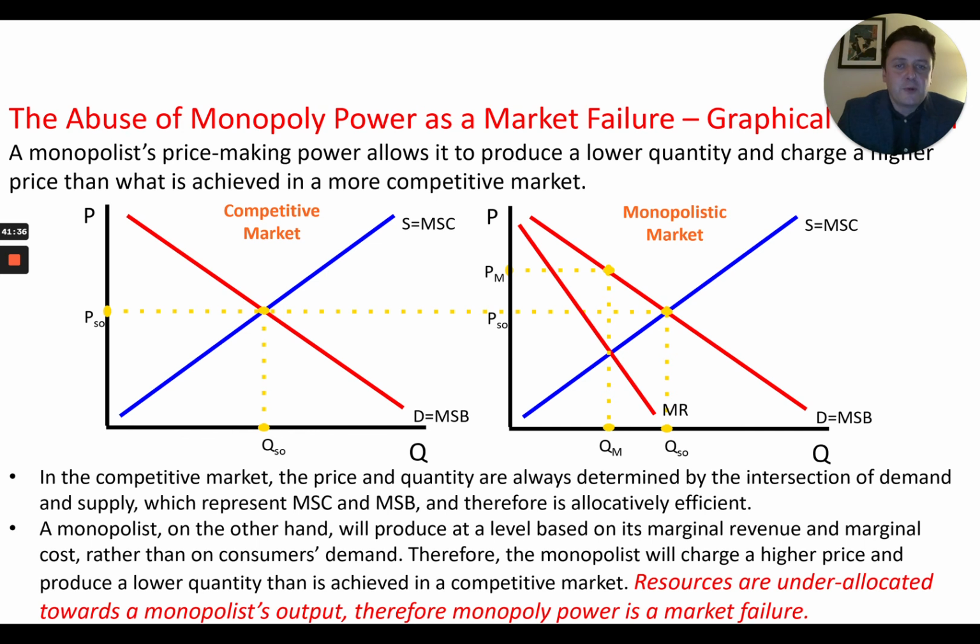So a competitive market has an equilibrium and there's no market failure within the perfectly competitive market in this case. You can see quite clearly on the diagram on the right, the monopolistic market, that they're charging a higher price and they're providing a lower quantity. In the competitive market, the price and quantity are determined by the intersection of demand and supply, and therefore it is considered to be allocatively efficient. A monopolist, however, will produce at the level based on its marginal revenue and marginal costs. Therefore, the monopolist will charge higher prices and provide a lower quantity. Now you can see that in the diagram: the socially optimal quantity, again, is much greater than the quantity provided by the monopoly.